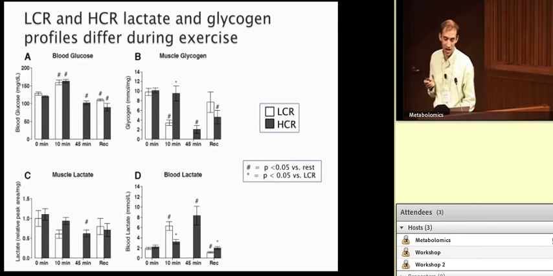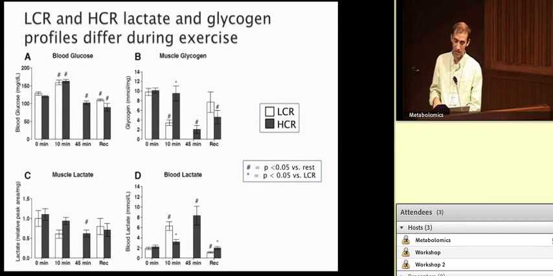The glycogen, on the other hand, is depleted much more rapidly in the LCR rats compared to the HCR rats, and this is consistent with their increased utilization of carbohydrates during exercise. Look at the lactate. It accumulates a lot earlier in the LCR rats than the HCR rats during exercise, and this is true both in the skeletal muscle and in the blood. It's even more pronounced in the blood.